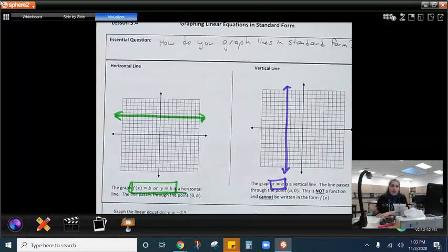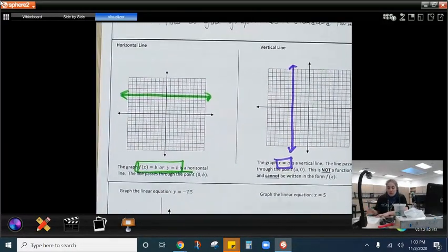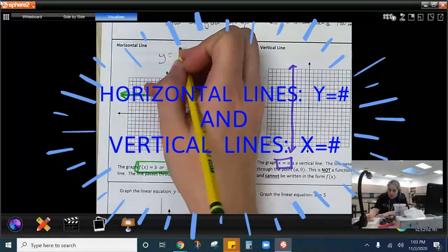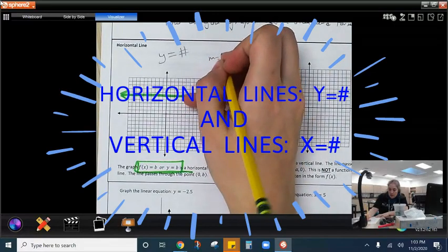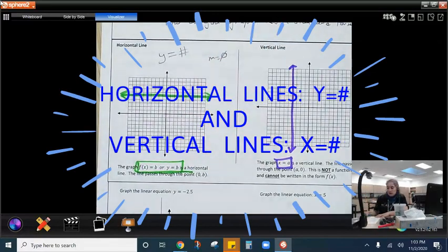So horizontal lines. I just want you to know right now, horizontal lines are where we have y equals some number. Those are horizontal lines. Another way of saying that is that they have a slope of 0. Right? They've got a slope of 0.